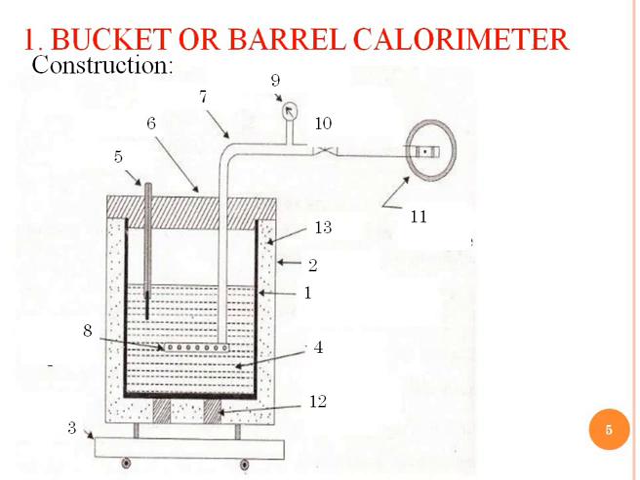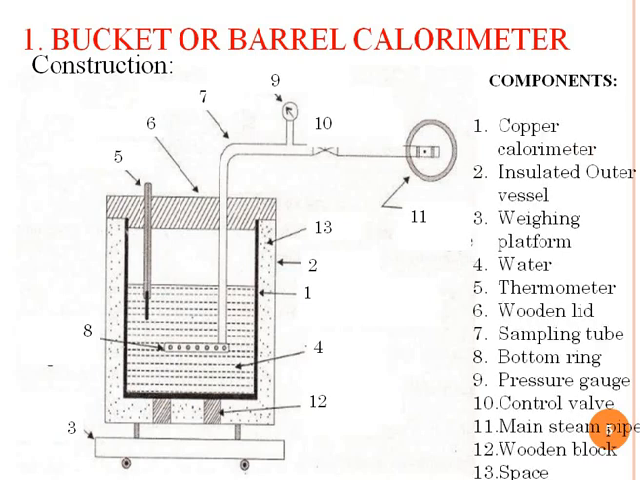This is its construction. You can see that there are a total of 13 components listed on the right hand side and shown in the figure. At the bottom, there is component number 3, a weighing platform. The dark black line indicates the copper calorimeter, number 1. Number 2 is the outer insulated vessel. Number 4 is the water which we are going to fill inside the calorimeter once the experiment starts.